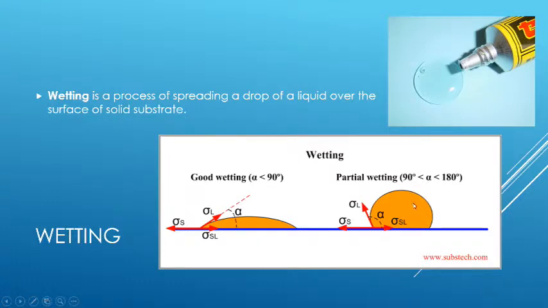So from the point of view of angle, if we want to have very good wetting, the wetting angle should be below 90 degrees. And let's say we have partial wetting, then the angle is more than 90 degrees but lower than 180 degrees.